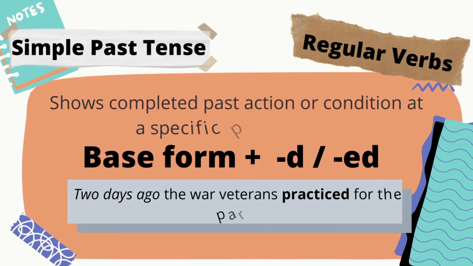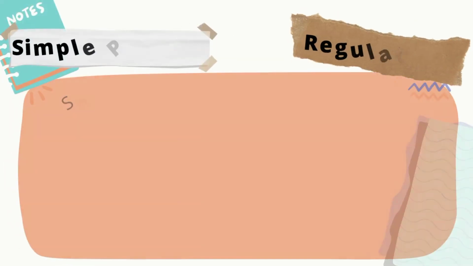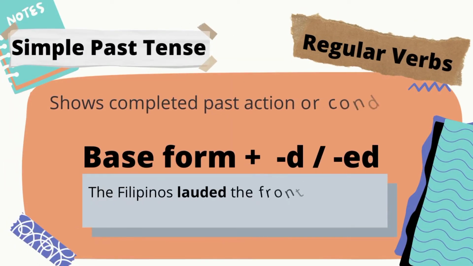Two days ago, the war veterans practiced for the parade. The verb in the sentence is practiced. The verb practice ends in e, so we only have to add d to form its past tense. This action is completed in the past based on the time marker given, two days ago. Let's have another sample sentence.